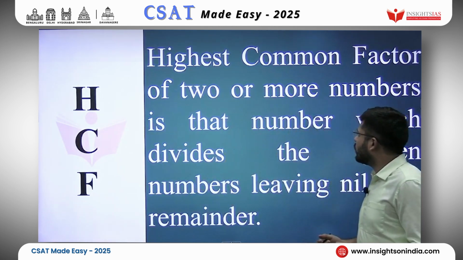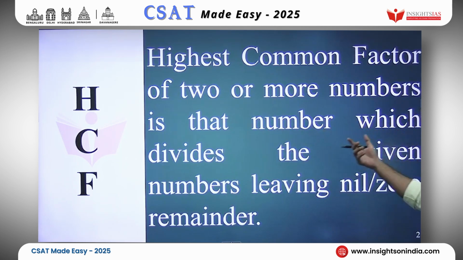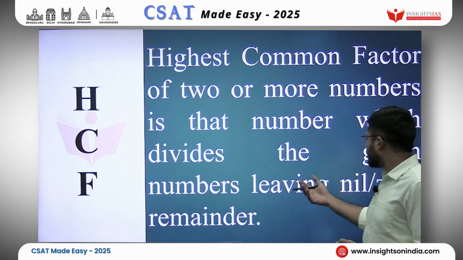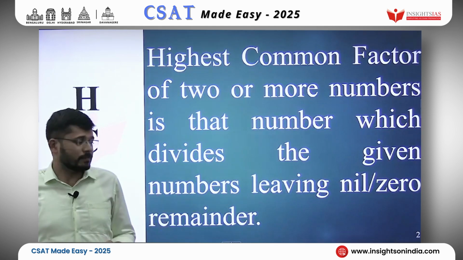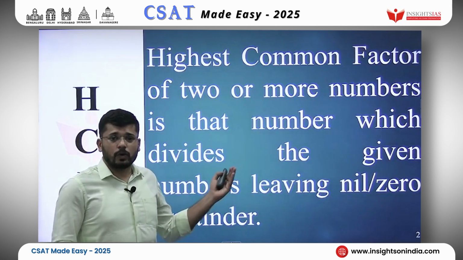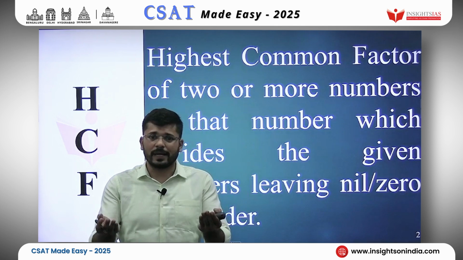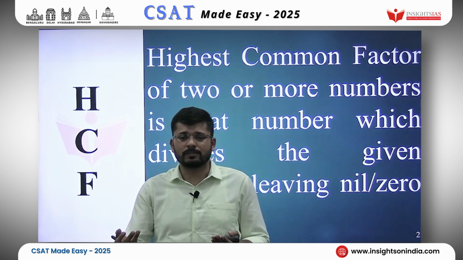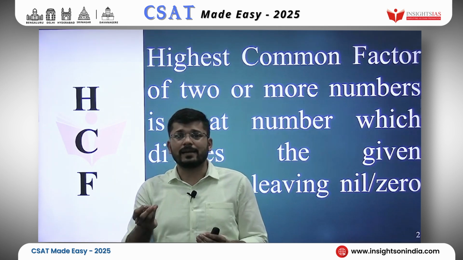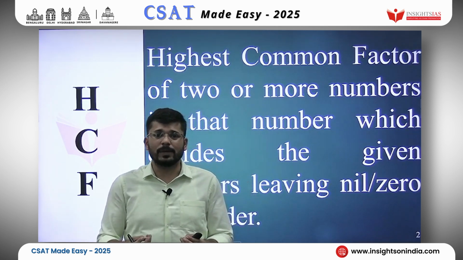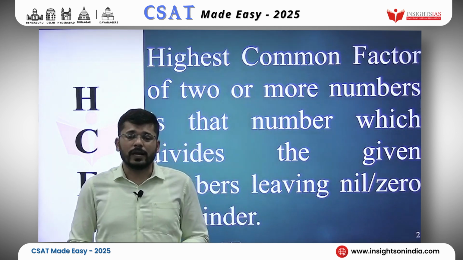The highest common factor of two or more numbers is that number which divides the given numbers, leaving nil or zero remainder. What does this mean? It means that if there are any given two numbers or three numbers, the highest number which will divide all the given numbers and leaves a zero remainder, that means it divides them completely without leaving any remainder, that would be called HCF.